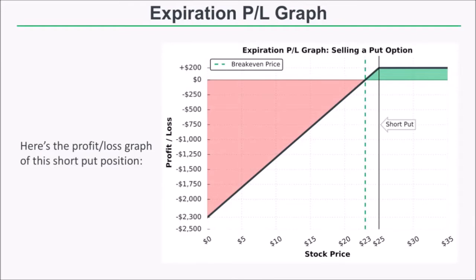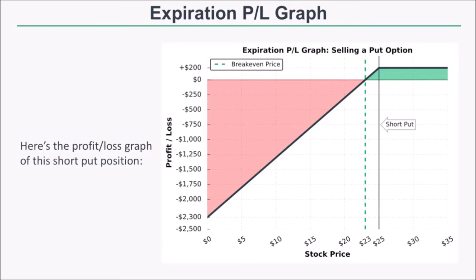Alright, so as we can see, right off the bat, the maximum profit potential we can make is $200. Now that's because we collected a $2 credit for the 25 put, and the maximum profit is the credit times 100, which is 200 in this case. So if the stock price is at 25 or above at expiration, the short put will expire worthless and the person who sold this put will keep all of the credit that they received.